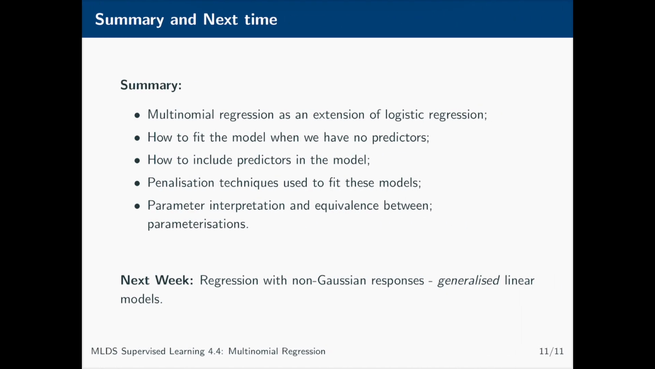So in summary, in this video we've covered a lot of ground. To begin, we introduced the central idea of multinomial regression as an extension of the logistic regression model that we'd met before. We considered how to fit the model when we've got no predictors, and how we might include those predictors in the model if we do have them. We rounded this out by giving a high-level description of how we might fit the model, and of how we might interpret the parameters in a covariate-driven multinomial regression model.